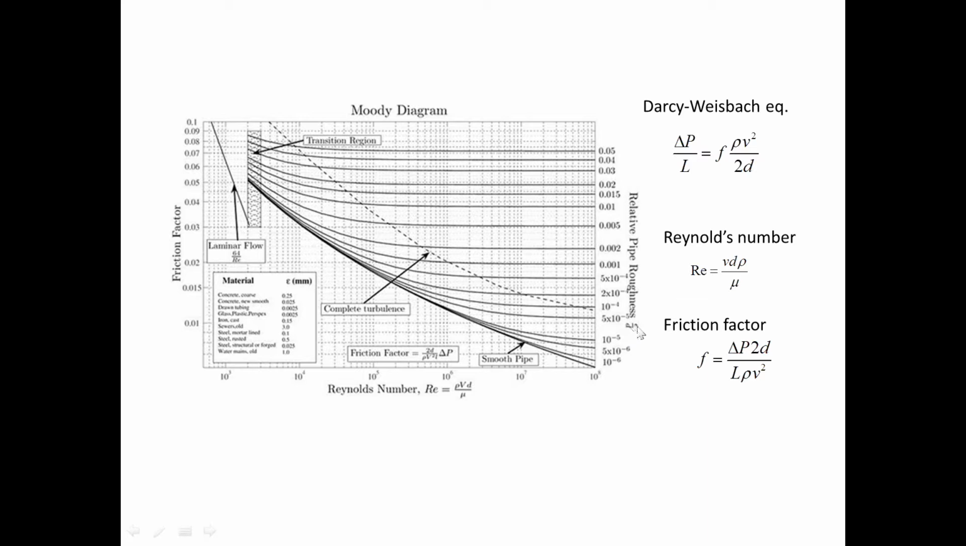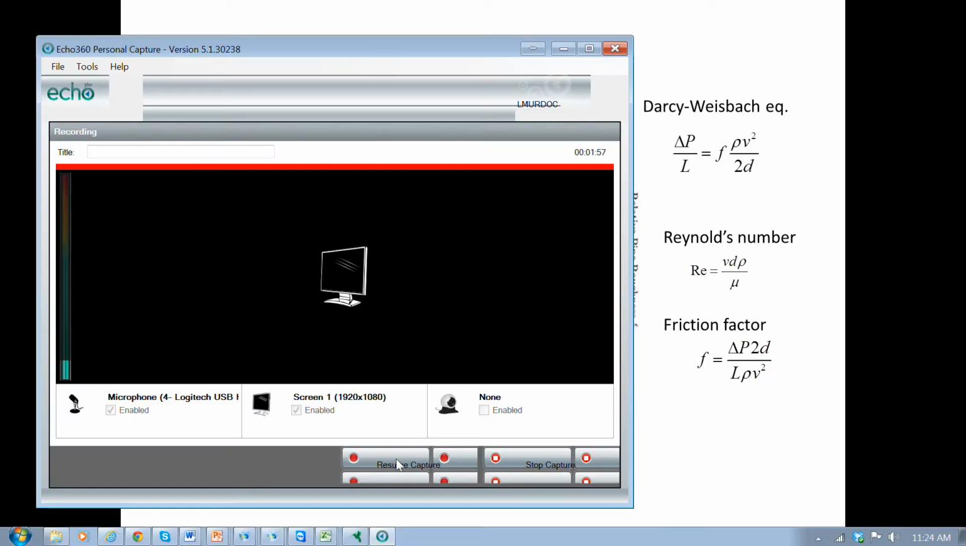So the wall roughness is given here. It's hard to read, but this is the roughness, the amplitude of the roughness on the wall divided by the diameter of the pipe. So you get these different curves for different roughnesses because as the pipe gets rougher, you have more friction on the wall and more loss as a result of that.